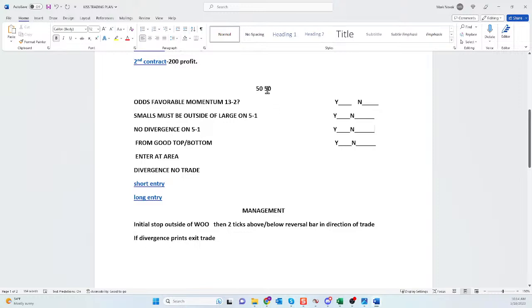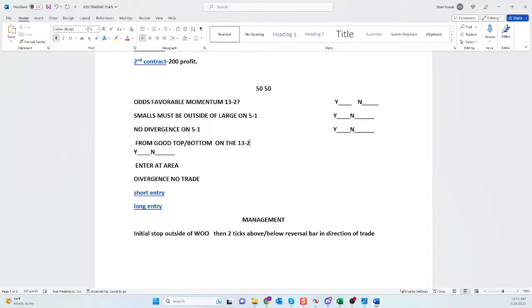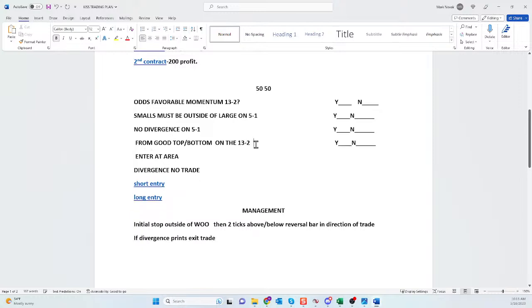So let's do it again, guys. 50-50. Odds favorable momentum on the 13-2. Smalls must be outside of the large on the 5-1. No divergence on the 5-1. From a good top or bottom, and let's go ahead and clarify, right? On the 13-2. If you mark yes, enter at the area. If there's divergence, no trade. That's just your little reminder.